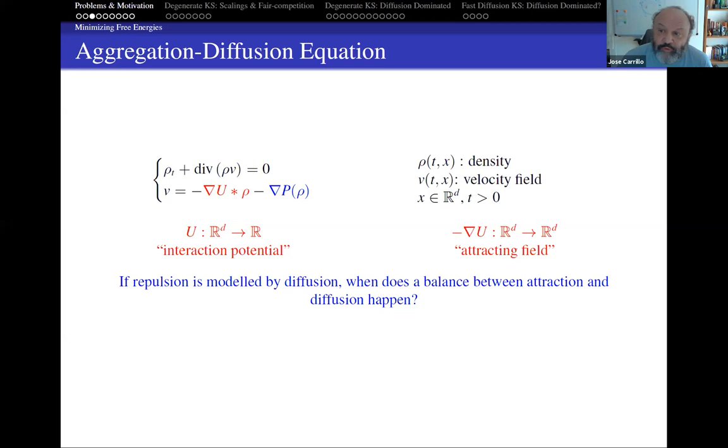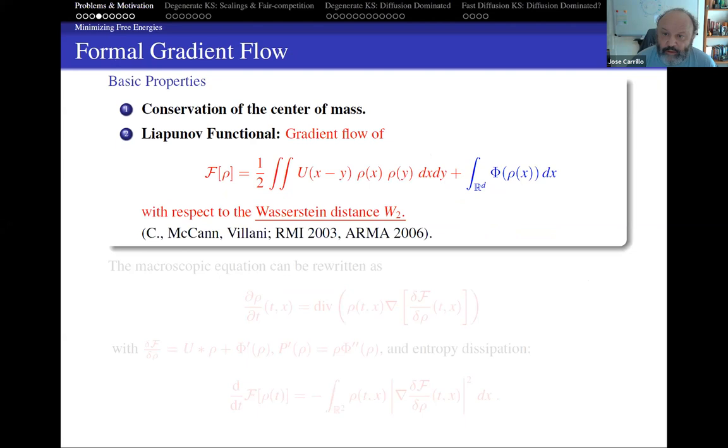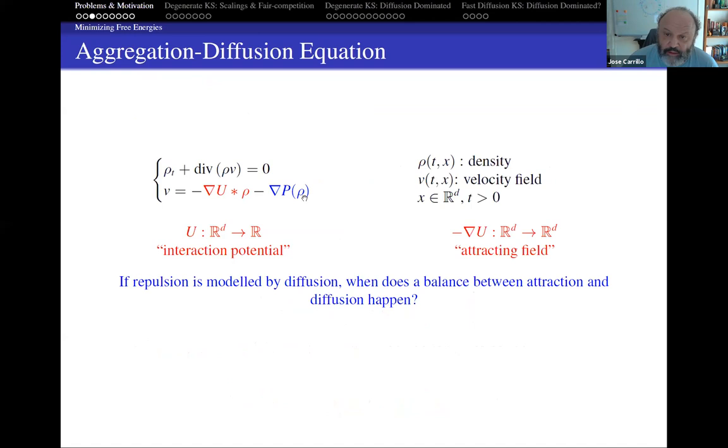Okay, so let me start with some basic structural considerations about this problem. The classical free energy associated to that equation has two terms. The one due to the non-locality is a kind of total potential energy, if you think about it in terms of the physics, as if it were about gravitational forces. And the second term here, the blue term, is coming from the nonlinear diffusion, it's a kind of nonlinear entropy term.